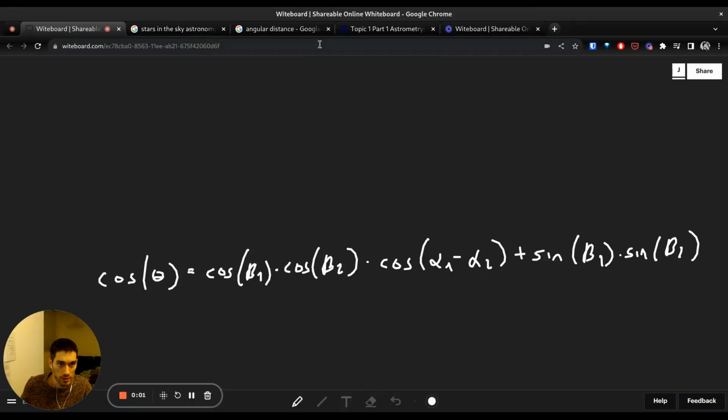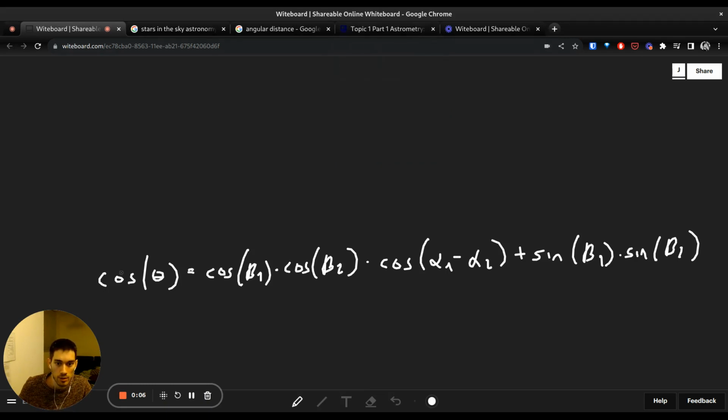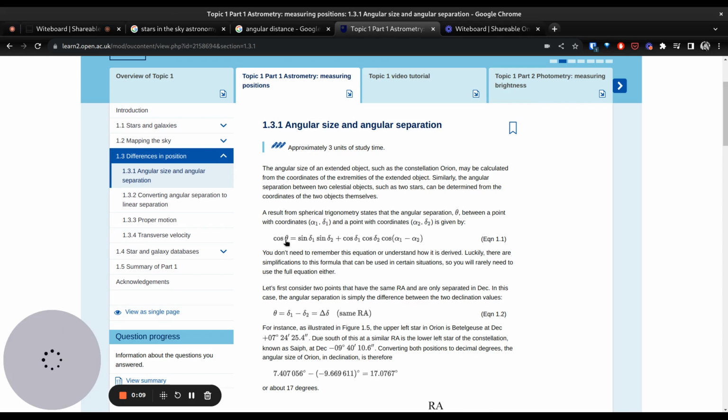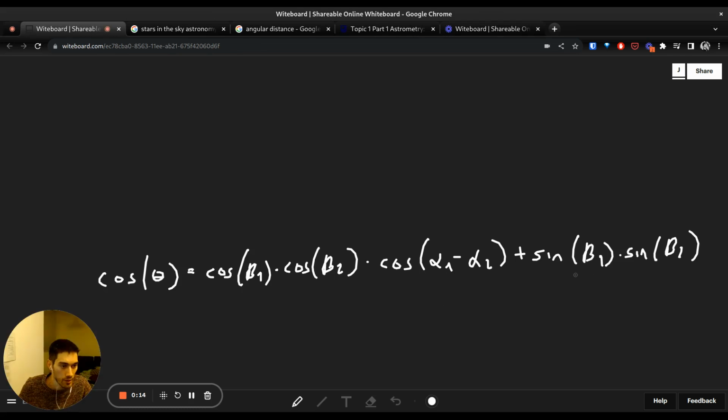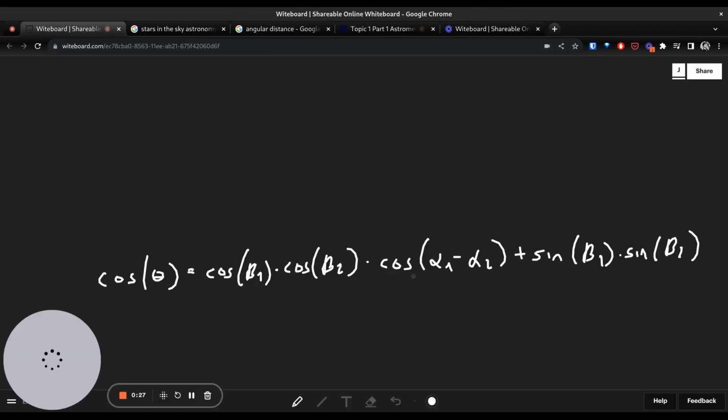And this is actually the same equation that we saw at the beginning of the video. Cosine theta, sine delta 1, sine delta 2. In our case, we use beta instead of delta, but sine beta 1, sine beta 2. And then plus cosine delta 1 cosine delta 2 times cosine of alpha 1 minus alpha 2. And in this case, it is cosine alpha 1 minus alpha 2 times cosine beta 1 cosine beta 2. It's the same equation, and we have derived the angular separation.